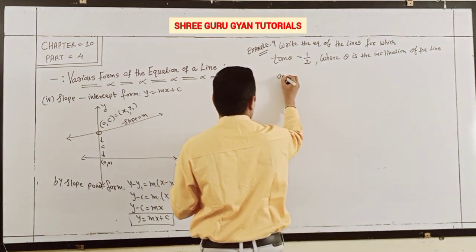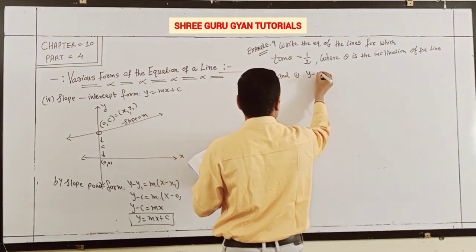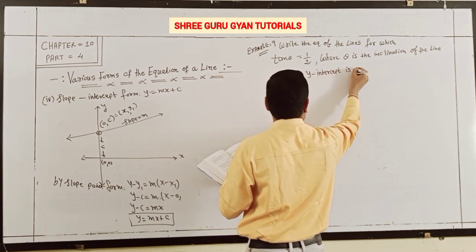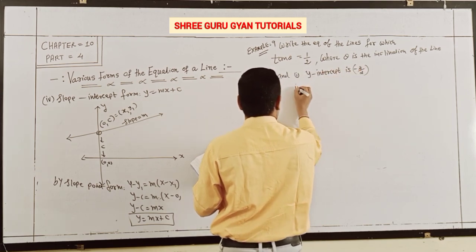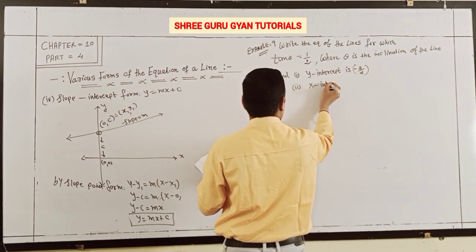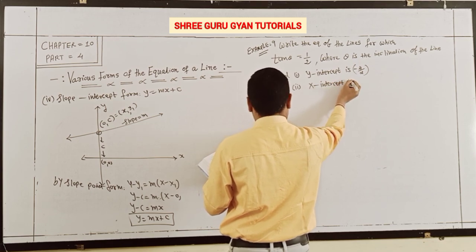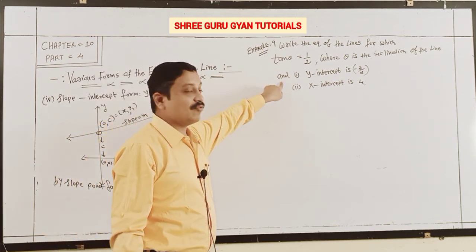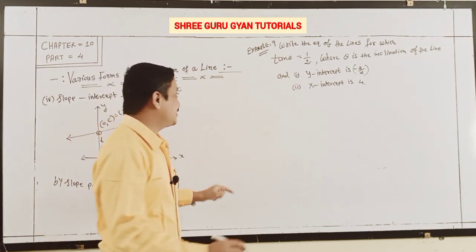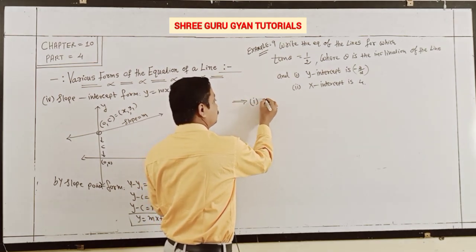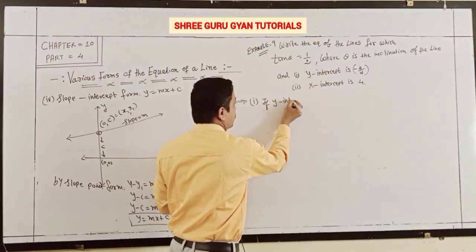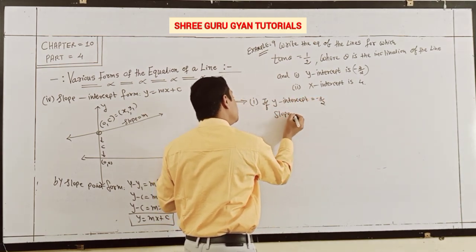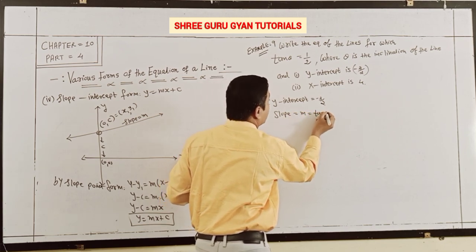First, given the y-intercept is minus 3/2, and second, the x-intercept is 4. There are two different types of question given. First I explain the y-intercept. It means, students, in the first question, the y-intercept is minus 3/2 and the slope, tan theta, is given as half.